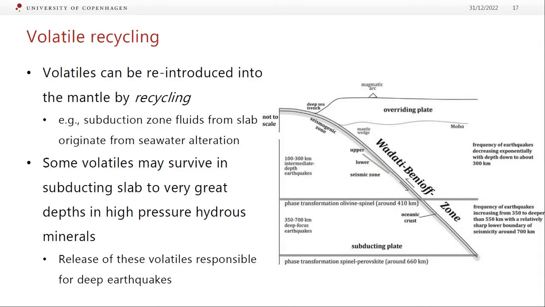So we see these earthquakes in something called Wadati-Benioff zones. There's an upper zone, which is 100 to 300 kilometers, and then there's a lower zone, which is mainly around 600 kilometers or so, and then it cuts off abruptly once we get to the top of the lower mantle. So some water is making it at least to the top of the lower mantle. I don't know personally if it gets any further than that.